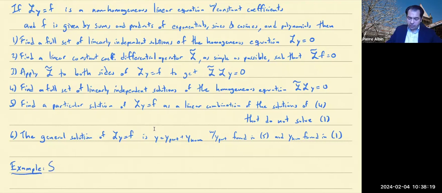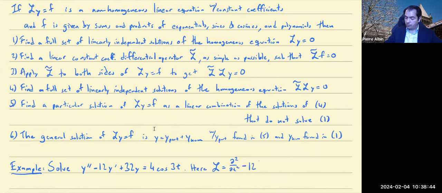So suppose you want to find the general solution of y double prime minus 12y prime plus 32y equal to 4 times cosine of 3t. Here our differential operator L would be two derivatives minus 12 times one derivative plus 32. And our forcing term is 4 times cosine of 3t.